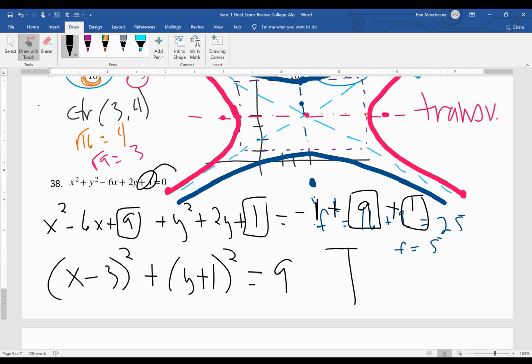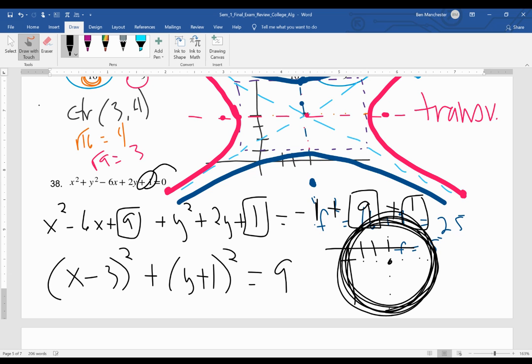Okay, so this has a center at 3, -1. And you go 3 units in every direction in order to make your circle. Oh, that's the prettiest circle I've ever made. Around and around and around. Okay, so we just did this, so hopefully it's fresh in your brain and you won't have a whole lot of trouble there.